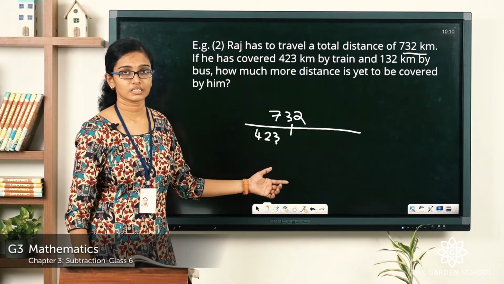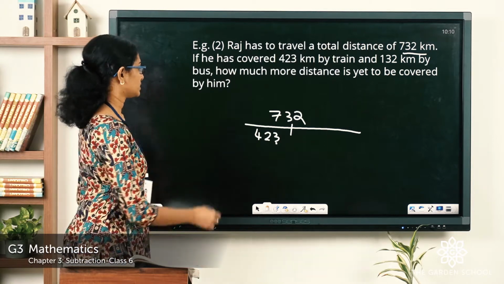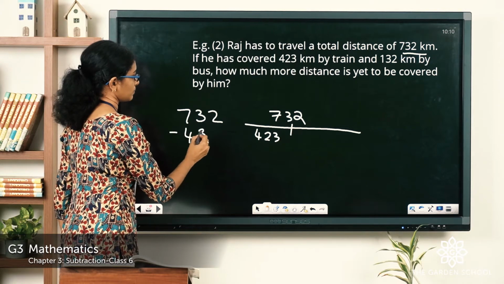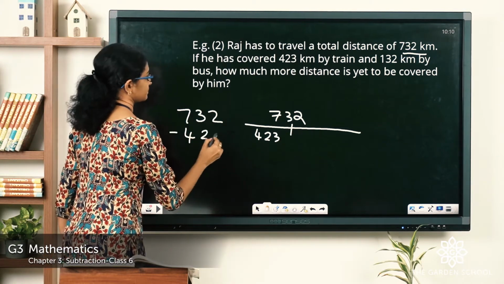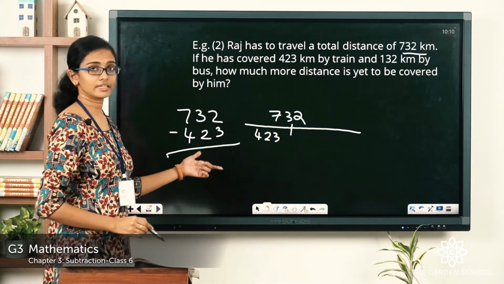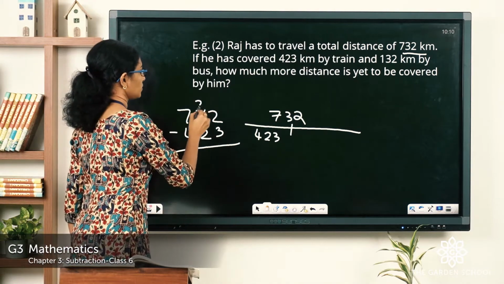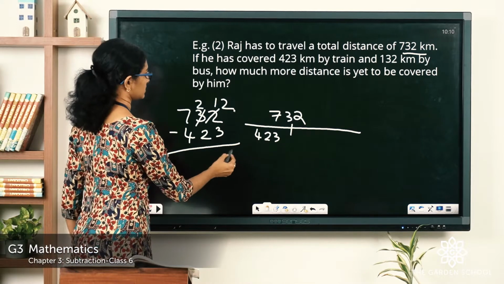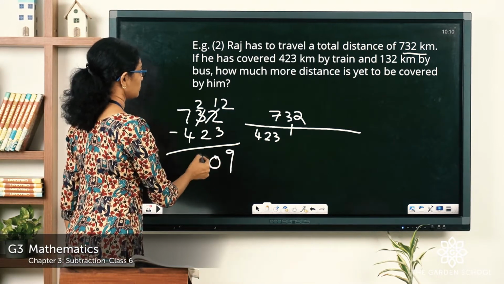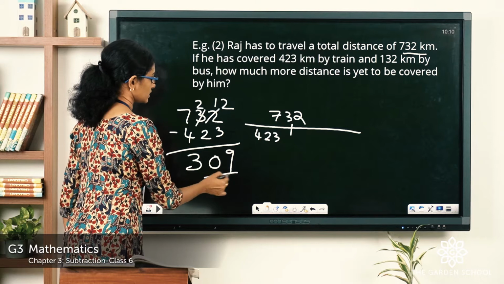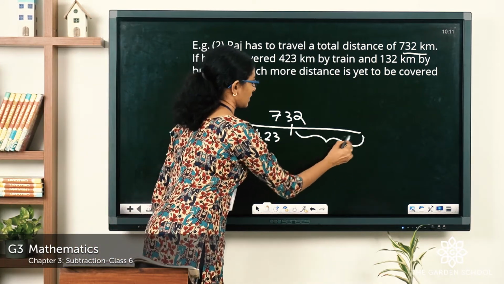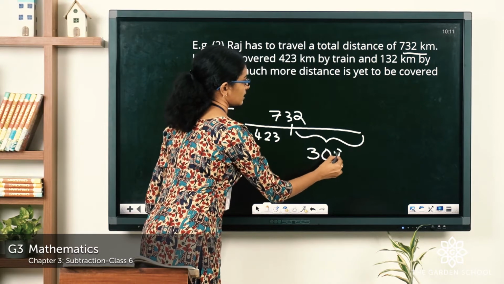Now what is the distance left to be covered? Let's subtract the total distance and the distance covered by train. So 2 minus 3 cannot do, we borrow. So this is 12, 12 minus 3 that is 9, 2 minus 2 is 0 and 7 minus 4 that is 3. So 309. So this whole distance left is 309.